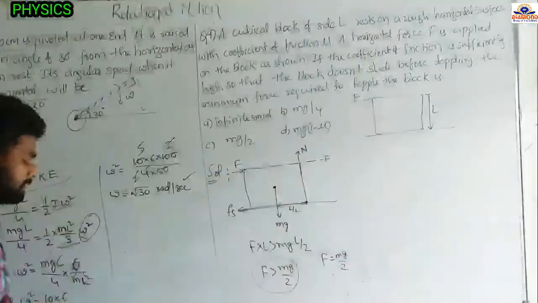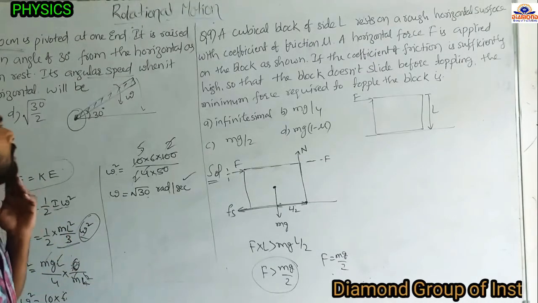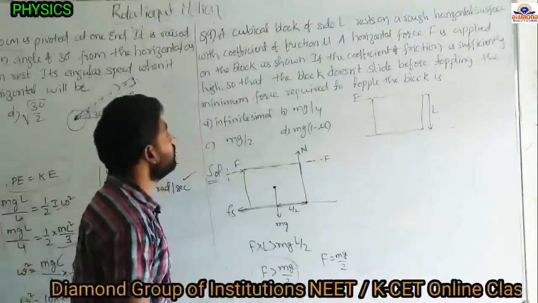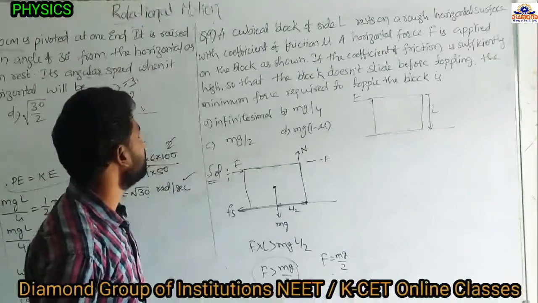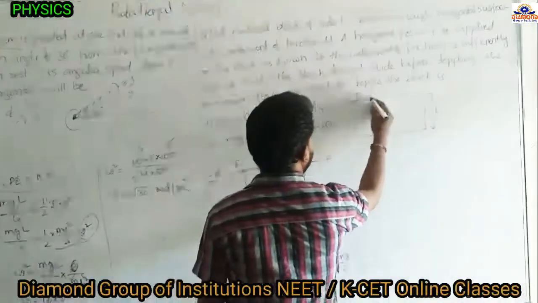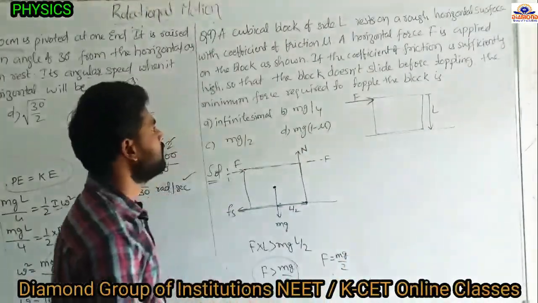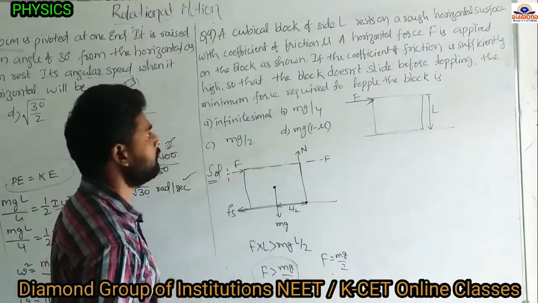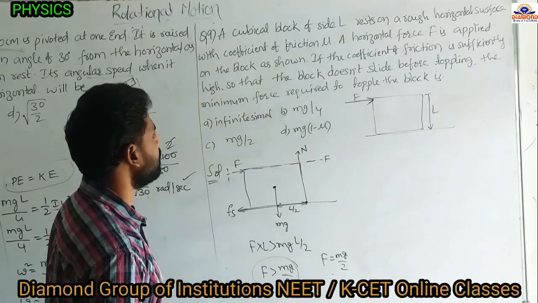Next, see the question, an easy question. A cubical block of side L rests on a rough horizontal surface with the coefficient of friction mu. A horizontal force F is applied on the block as shown. So here the horizontal force F is acting on this one. The coefficient of friction is sufficiently high so that the block is not sliding, it is just toppling. The minimum force required to topple the block is.